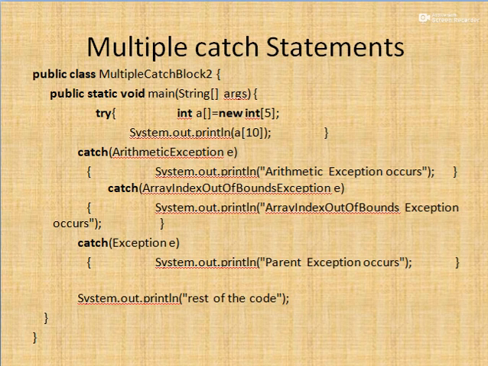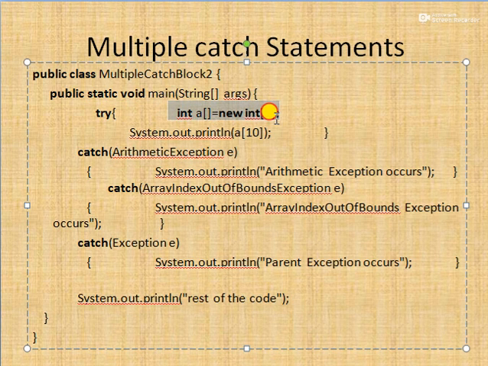In the earlier example we have seen only try and one catch. Now we can use multiple catch statements with one try. So here in this example we'll try for different exceptions. Here I have declared one array with the maximum size as 5, and in try I have declared this in the try block of the main method.